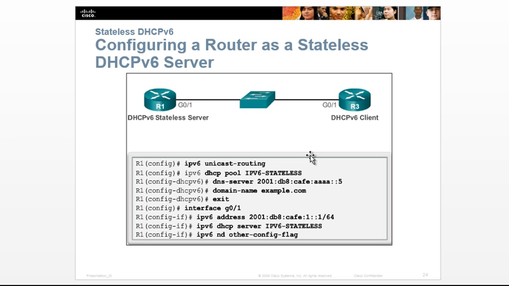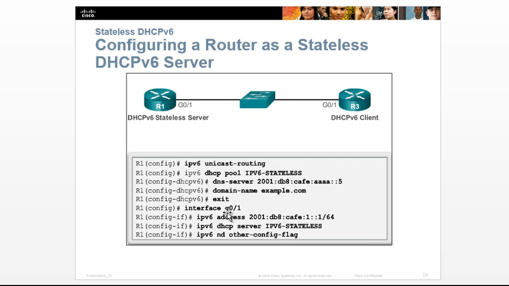Below that, I'll do a DNS server, and I'll put the address of the actual DNS server. So in this case, we're going to use the address 2001:DB8:CAFE:AAAA::5. We're going to give it a name. In this case, we're just going to use example.com, and we'll exit.